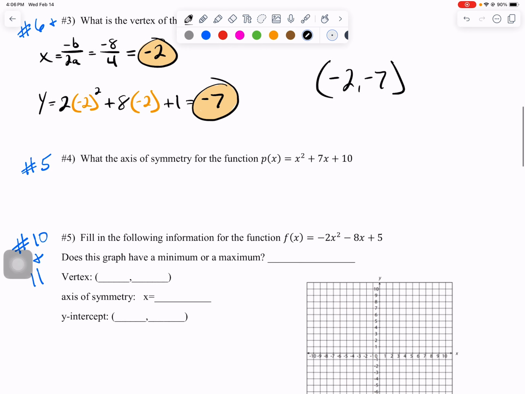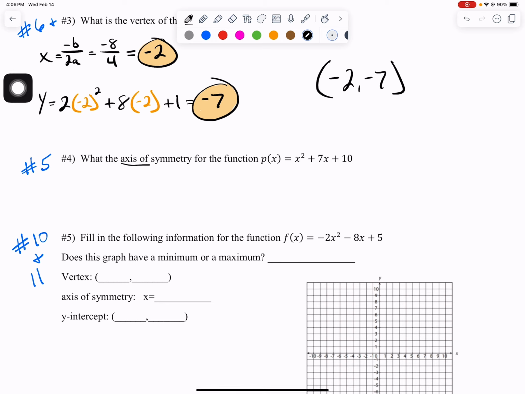All right. Now, for number 4, or depending on the quiz, it could be number 5. What's the axis of symmetry for the function p of x equals x squared plus 7x plus 10? Well, when it's asking for the axis of symmetry, we're just solving for the x value like we did above. So we're going to apply that exact same formula here.